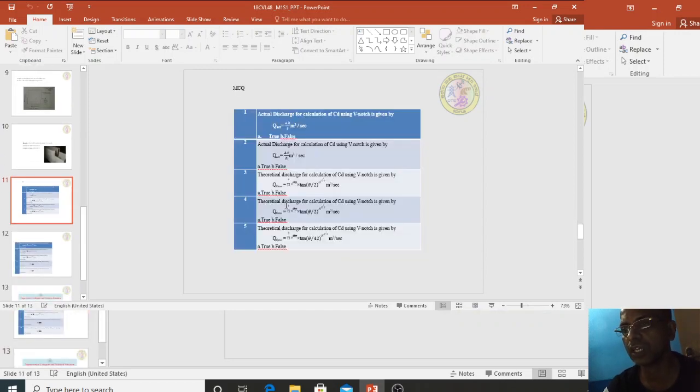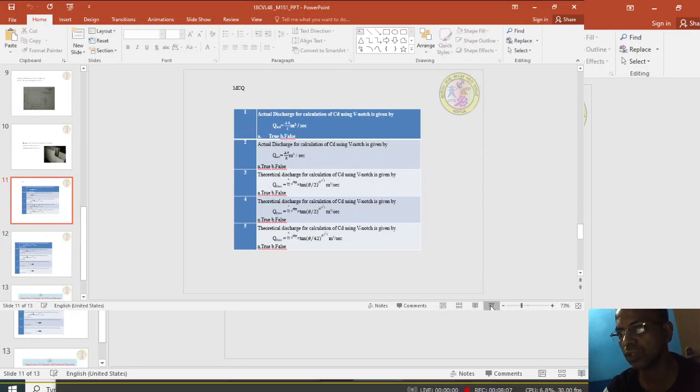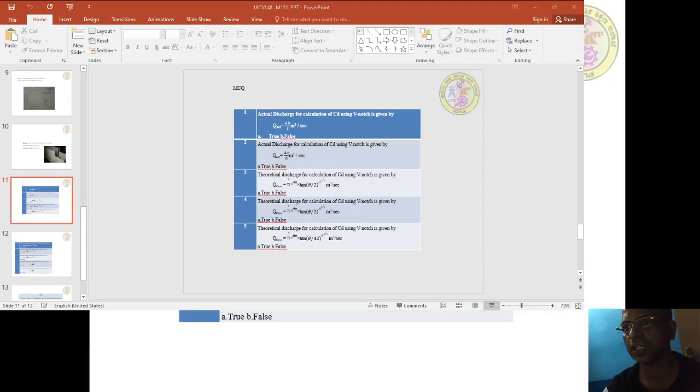Now coming to the MCQ questions. The first question: the actual discharge for calculating the coefficient of discharge using the V-notch is given by A into H divided by T meter cube per second. Whether this formula is true or false, the formula is true. The option is A.